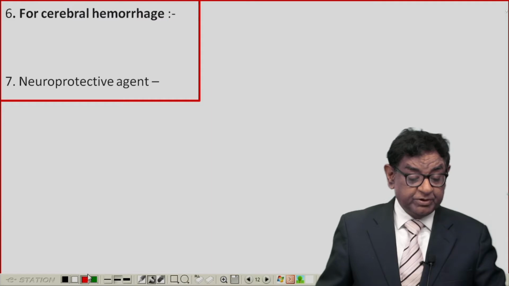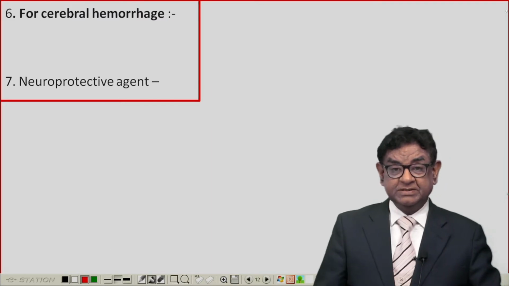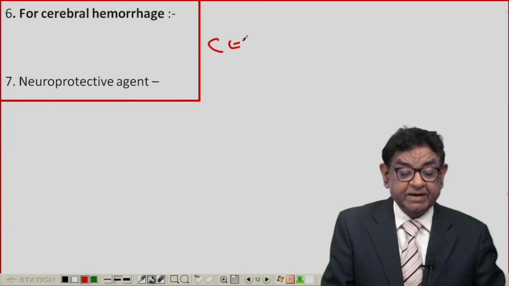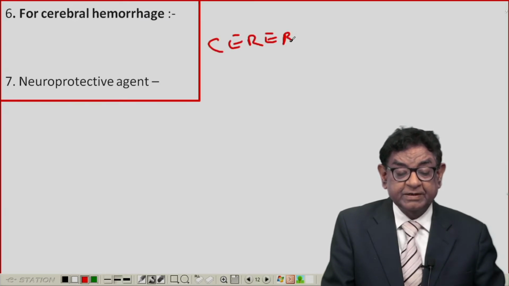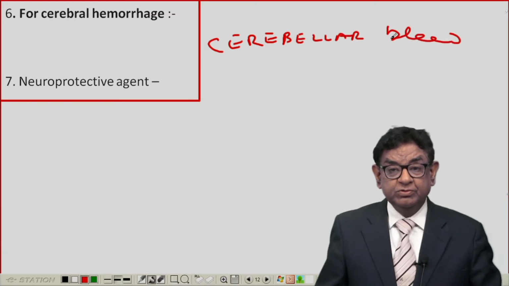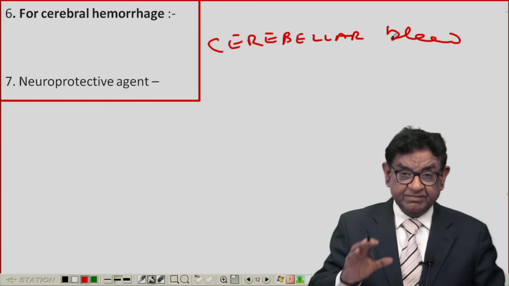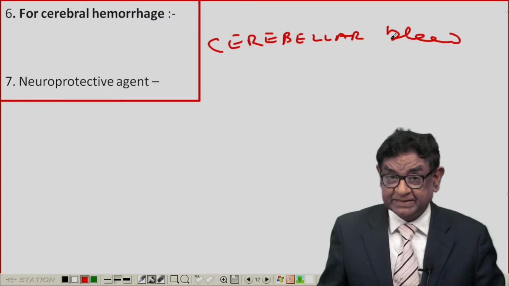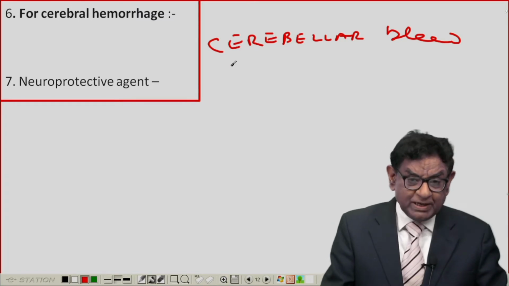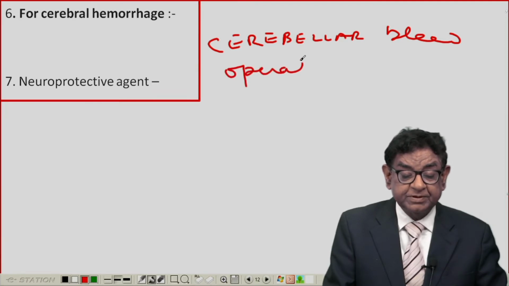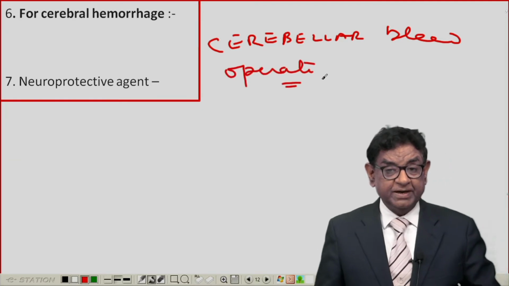I hope by now you have written the answer. The answer is, in the posterior fossa bleed, especially the so-called cerebellar bleed, we do a CT and we find a bleed in the posterior fossa, a cerebellar bleed. Remember, it's the only place where the surgeon can operate and can remove the blood.